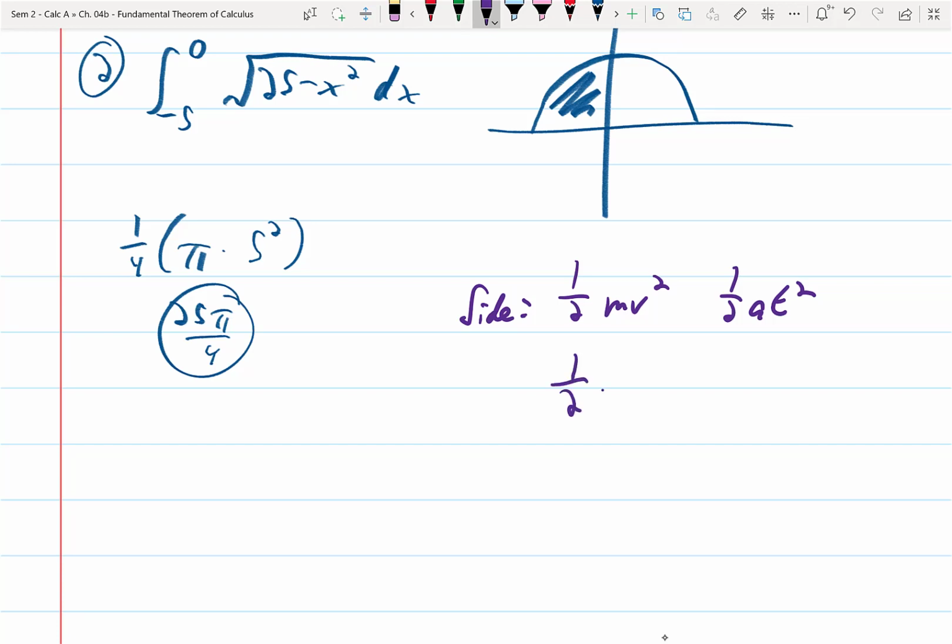And 1/2 tau r squared, where tau is 2 pi, is the area of a circle. And if I change that to be the area of a sector, I now change the tau, which was 1 trip around the circle in radians, to be just any angle. 1/2 theta r squared is the area of a sector.